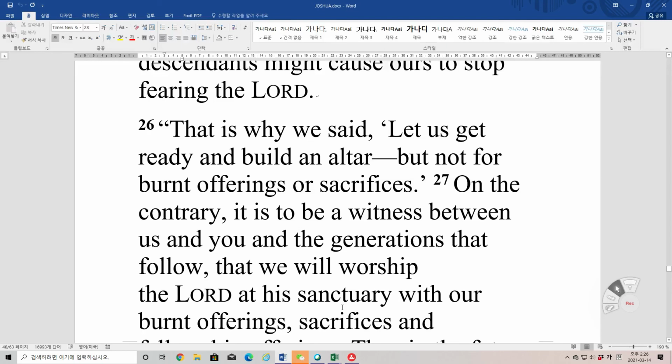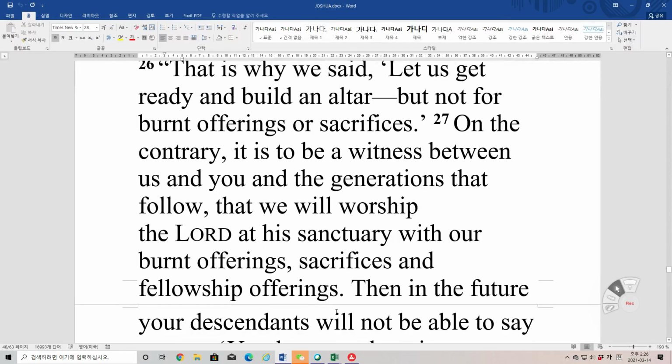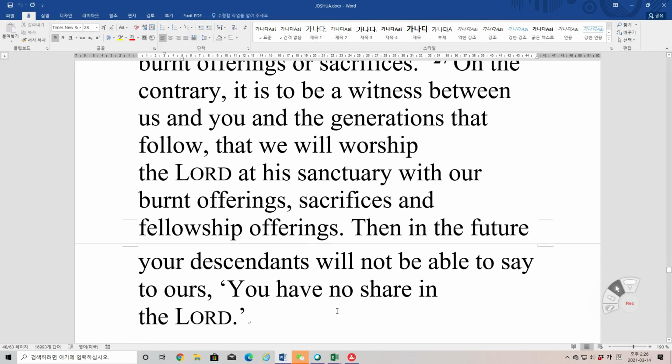the Lord. That is why we said, 'Let us get ready and build an altar,' but not for burnt offerings or sacrifices. On the contrary, it is to be a witness between us and you and the generations that follow, that we will worship the Lord at his sanctuary with our burnt offerings, sacrifices, and fellowship offerings.